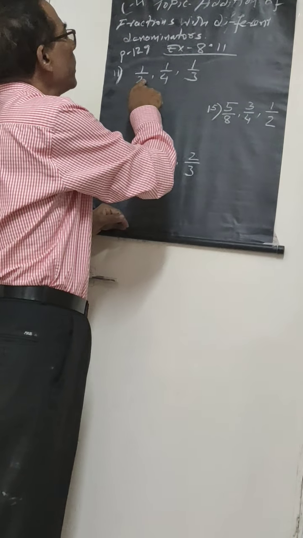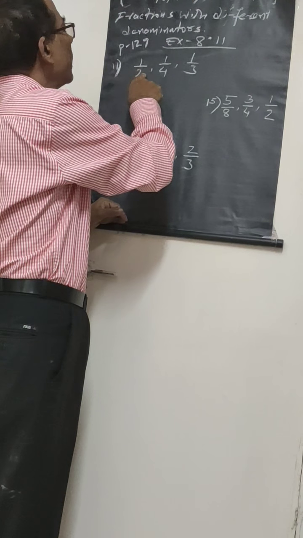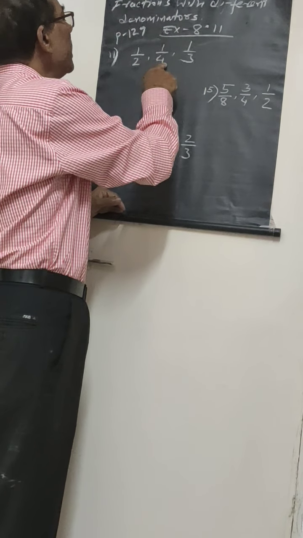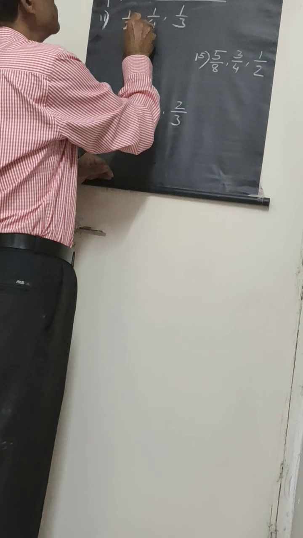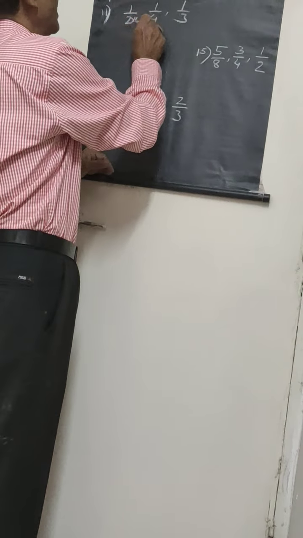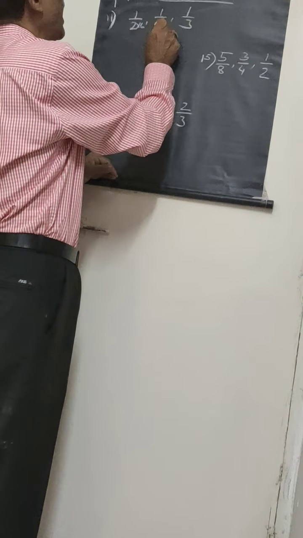So if you multiply by 4, 2 4s are 8. Here 8 is there. 4 to 8 you can do as 8, but this one you cannot do as 8. So what to do? You have to multiply this one by 6. If you multiply by 6, then 2 6s are 12, right?